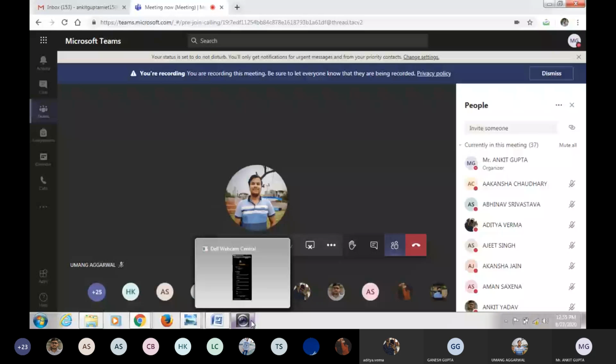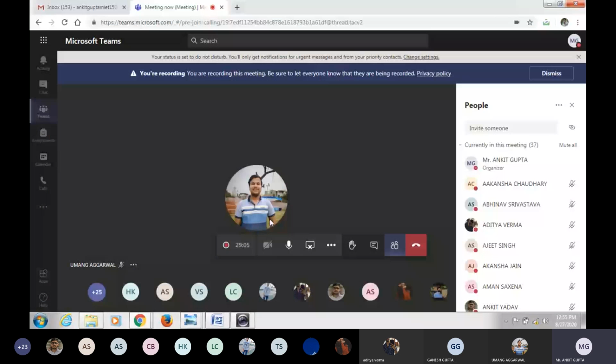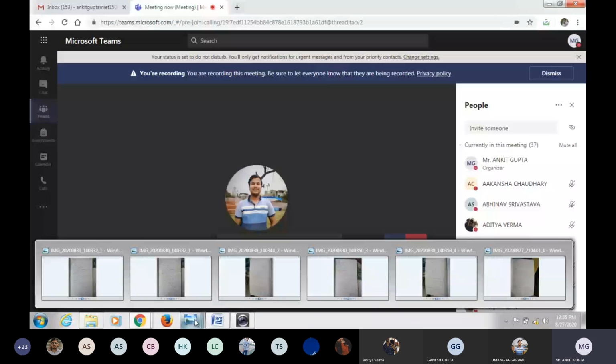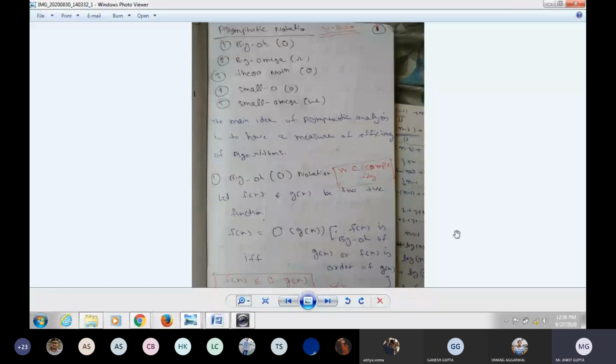Which page was this? Page number 5. Okay, I have covered this. So now I will go to the asymptotic notation. Open page number 1, whatever was said by me in today's lecture. So now I am going to asymptotic notation.